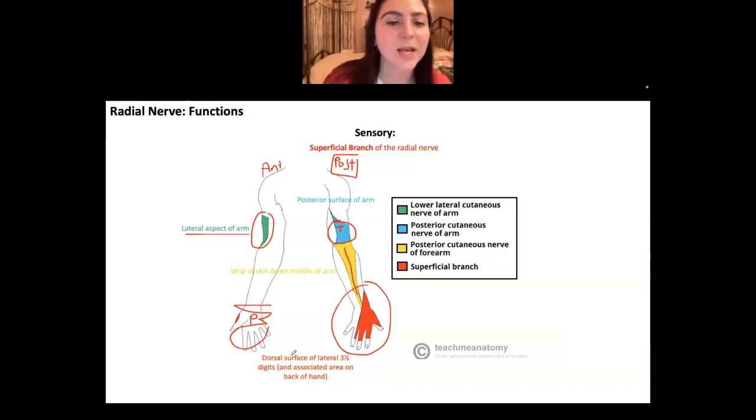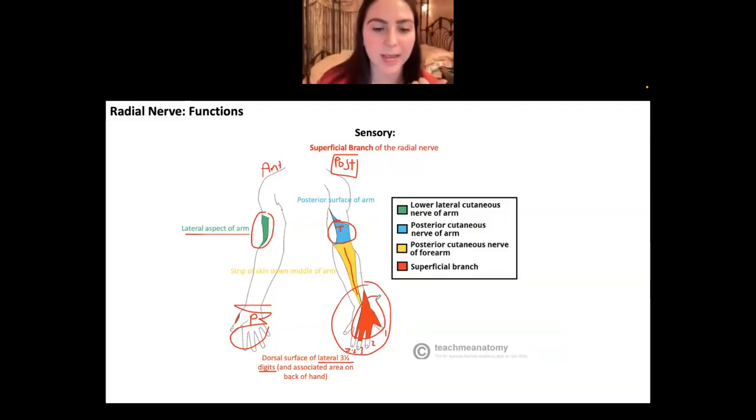And then in terms of this, dorsal surface of the lateral 3.5 digits. So it's telling you the lateral 3.5 digits, that's going to be the thumb and the ones next to it. Because lateral is always going to be thumb. So thumb, first finger, second finger, and then half of the fourth finger. So we have 1, 2, 3, and then 3.5 for 4. It's going to be the finger as well as the associated area on the back of the hand. So it's the finger parts, but it's going to extend into the hand as well.